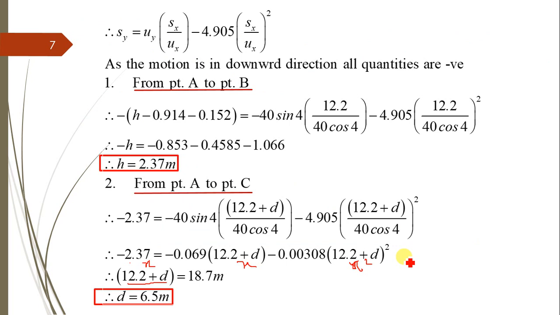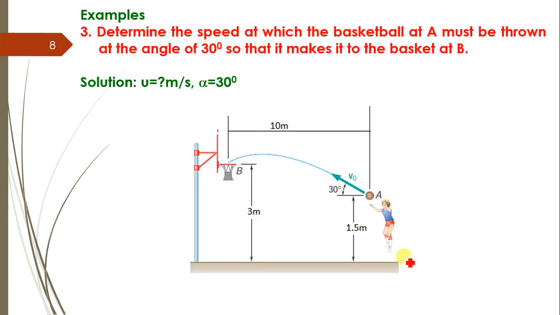So in this way, by using the trajectory equation, we can get the required values. Now next question. Determine the speed at which the basketball at A must be thrown at an angle of 30 degrees so that it makes it to the basket at B. Here a player is playing basketball and throwing a ball at point A, and it should go into this net which is at point B over here.